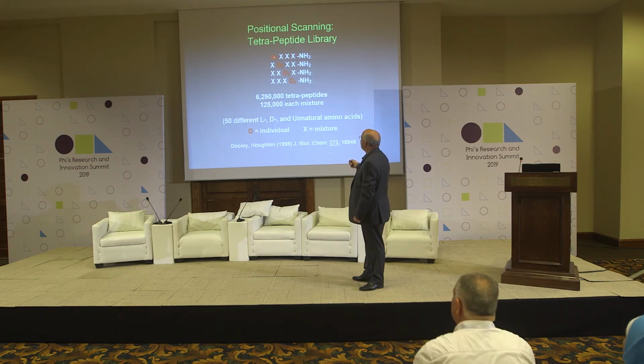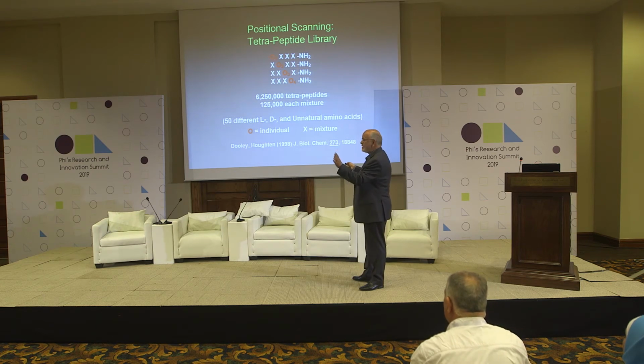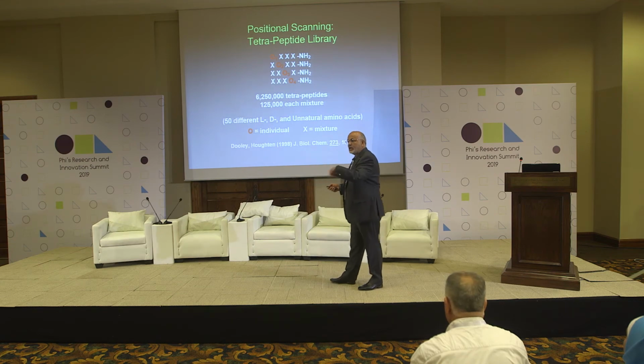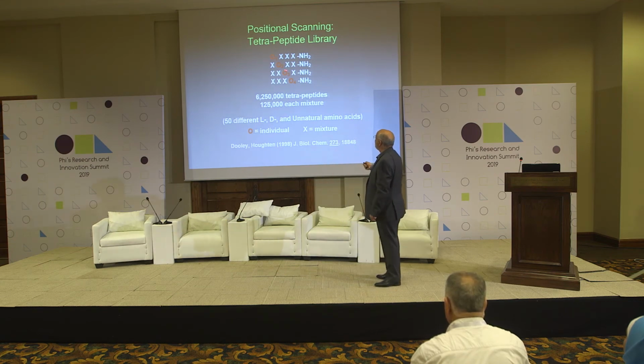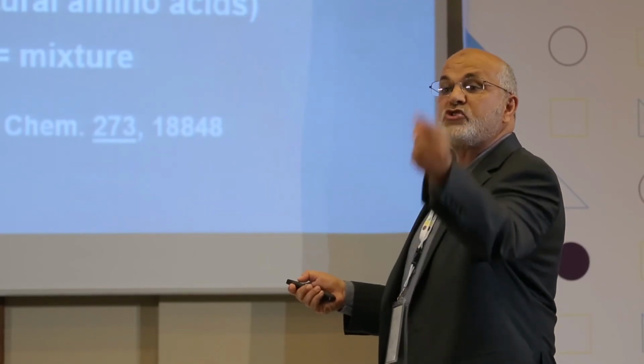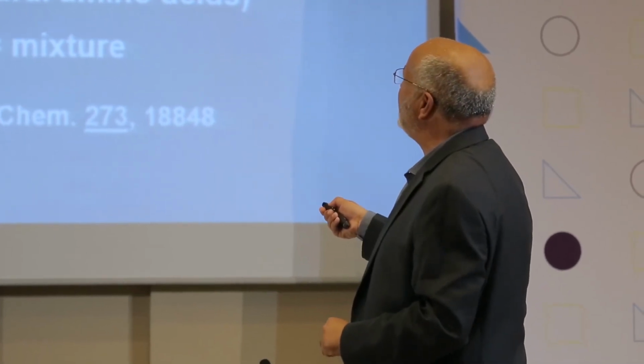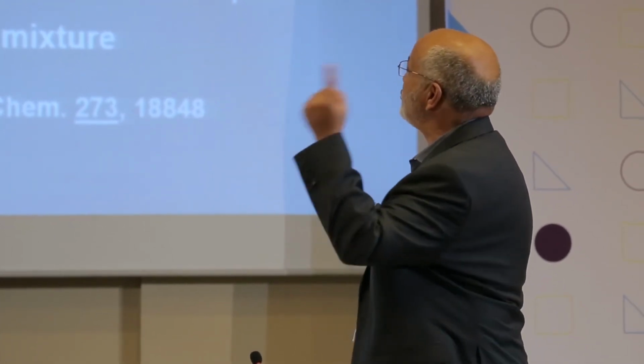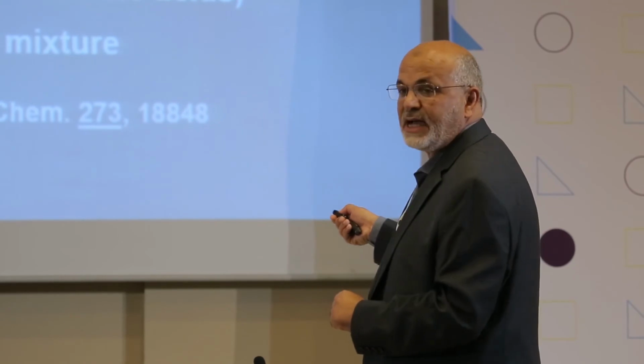So here I will have 50 vials. In every vial, what do I know? I know only the first amino acid. I do the synthesis again where I know only the second amino acid. I do the synthesis again where I only know the third amino acid. And I do the synthesis again where I only know the fourth amino acid.